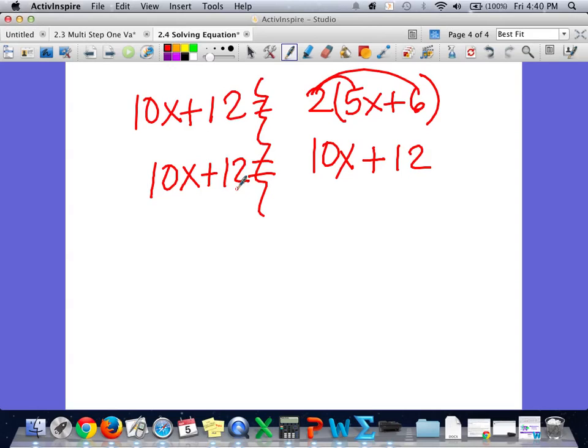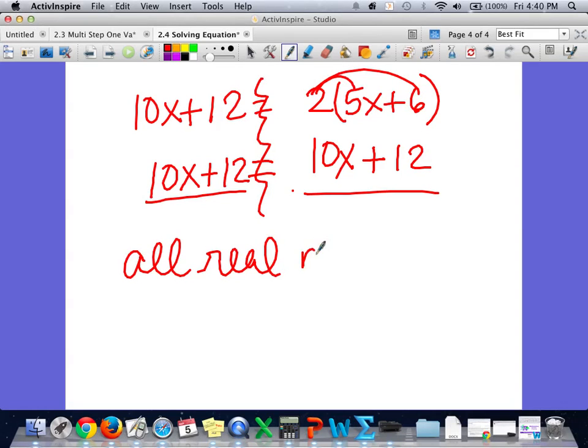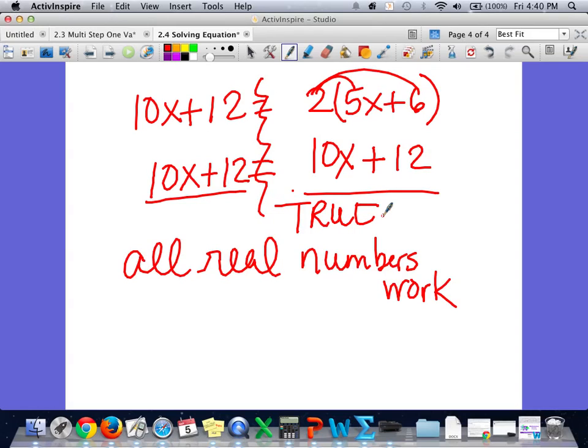Okay, if this ever happens and you have the same exact thing on both sides, what that's going to mean is when you solve for your variable, the variables are all going to go away. Okay, that means that all real numbers work, because any number I put in there will make it true. This is a true statement without being checked. This is a true statement because this equals this. So that means that all real numbers work. Okay, that means infinitely many answers.